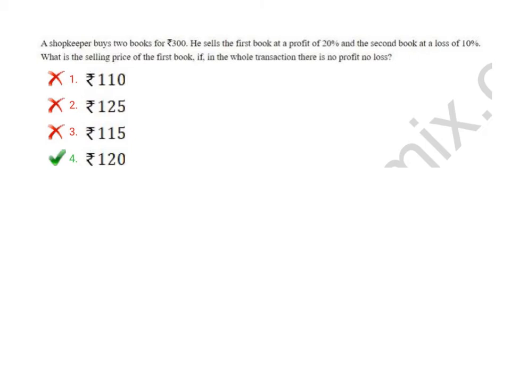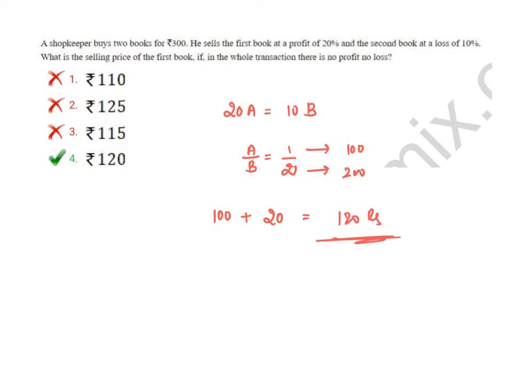A shopkeeper buys 2 books for 300 rupees. He sells the first book at a profit of 20% and the second book at a loss of 10%. What is the selling price of the first book if in the whole transaction there is no profit and no loss? So let's say the first book A and second book B, you assume 20% of A is equal to 10% of B. No profit, no loss. By 100 I am not taking because anyway they get cancelled. So A by B is equal to 1 by 2. So 3 parts is 300, which means first book is 100, second book is 200. First book you are selling at 20% profit, so 20 rupees extra, which is equal to 120 rupees is the selling price of the first book.